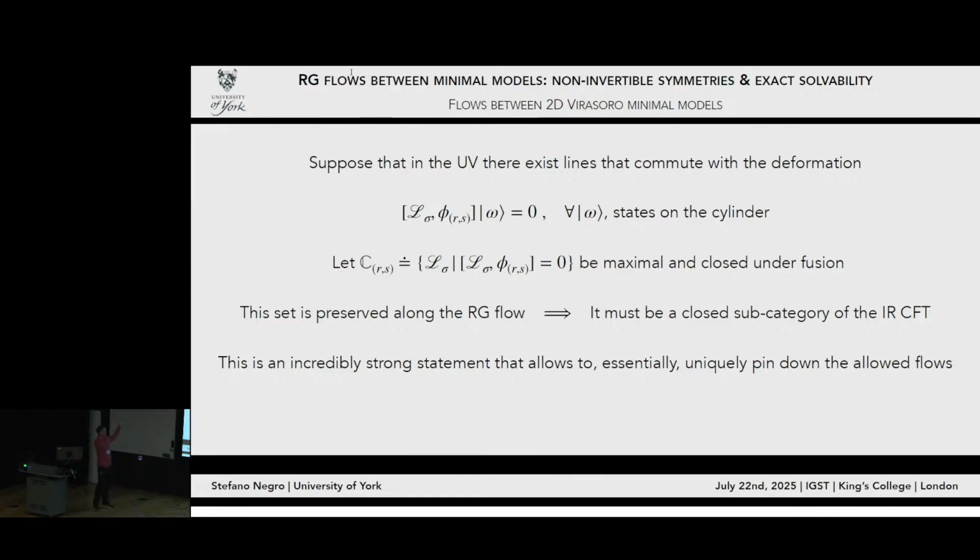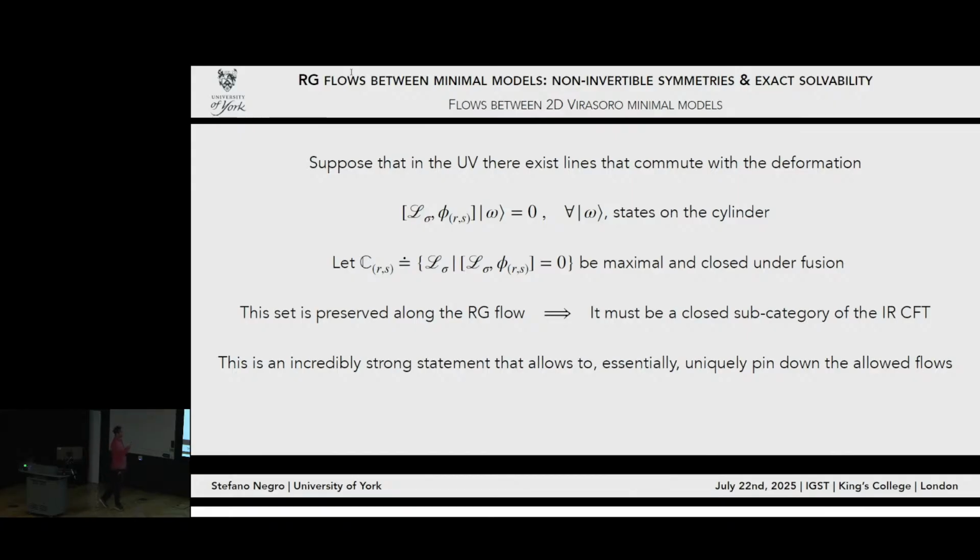We start from a larger category. Some of the lines will not commute. We select the maximal set of lines that closes under fusion, okay? Now, since all the lines in this object commute with the deforming operator, it will be preserved along the flow, right? So we need to find this same subcategory in the IR. It can be a subcategory in the IR, so there can be an enhancement. We can have more lines in the IR, but this object C has to be contained inside the IR.